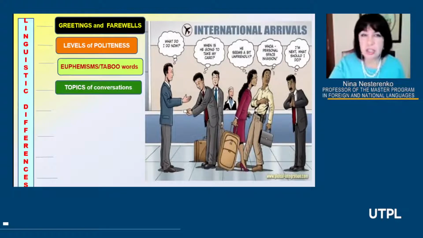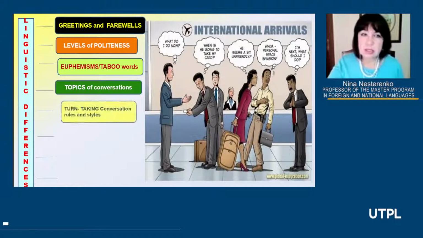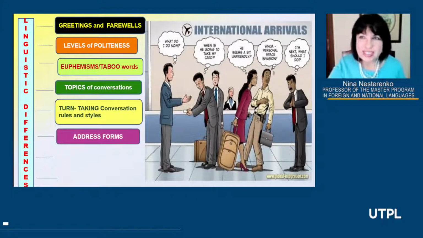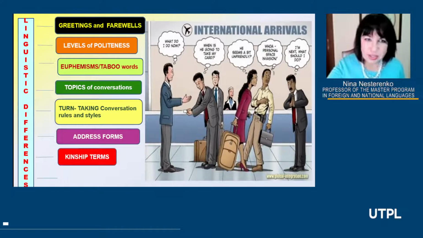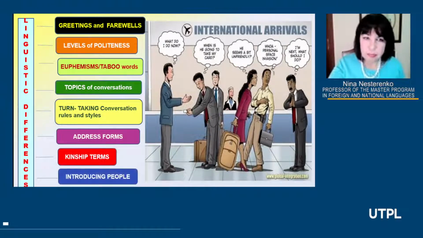Topics of conversation are very important. Which topics we can speak about with someone from another culture, we need to consider, and also how we take turns during conversation. And also address forms, how we address each other. For example, here in Ecuador, it was the topic of my thesis when I came back to my university after first coming here: the address forms Ecuadorian people use in conversation, because I was deeply impressed by "su reinita", "mi bonita", "mijo", "mija", and like this. So address forms are absolutely different in different cultures, in kinship, family relationships, and how we introduce people.